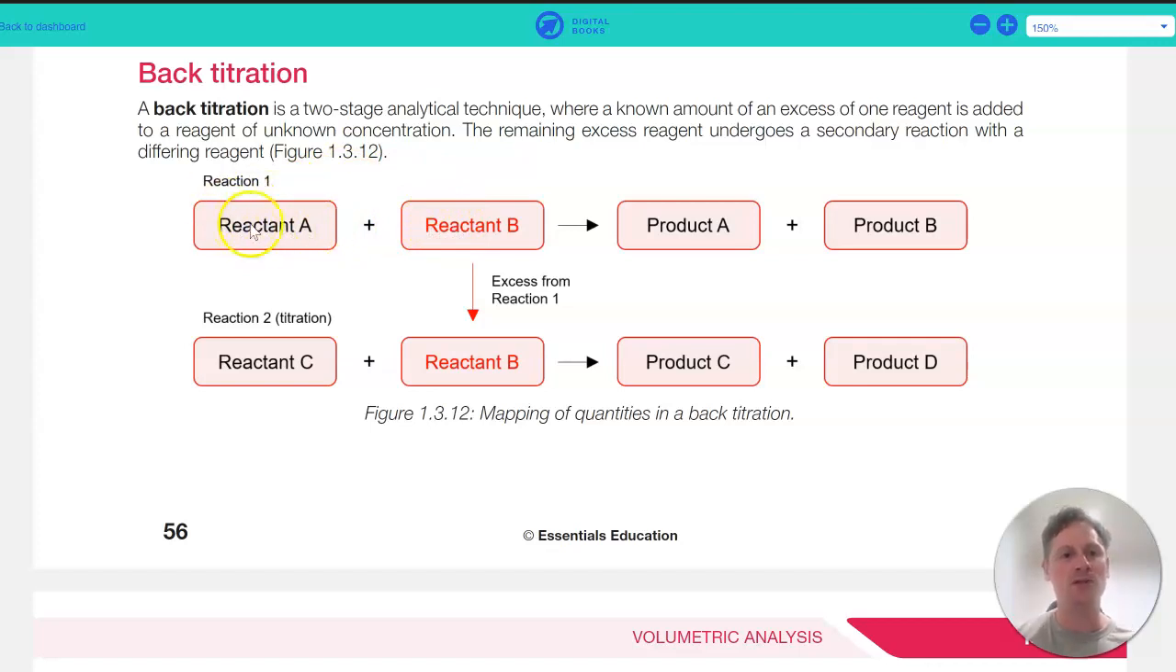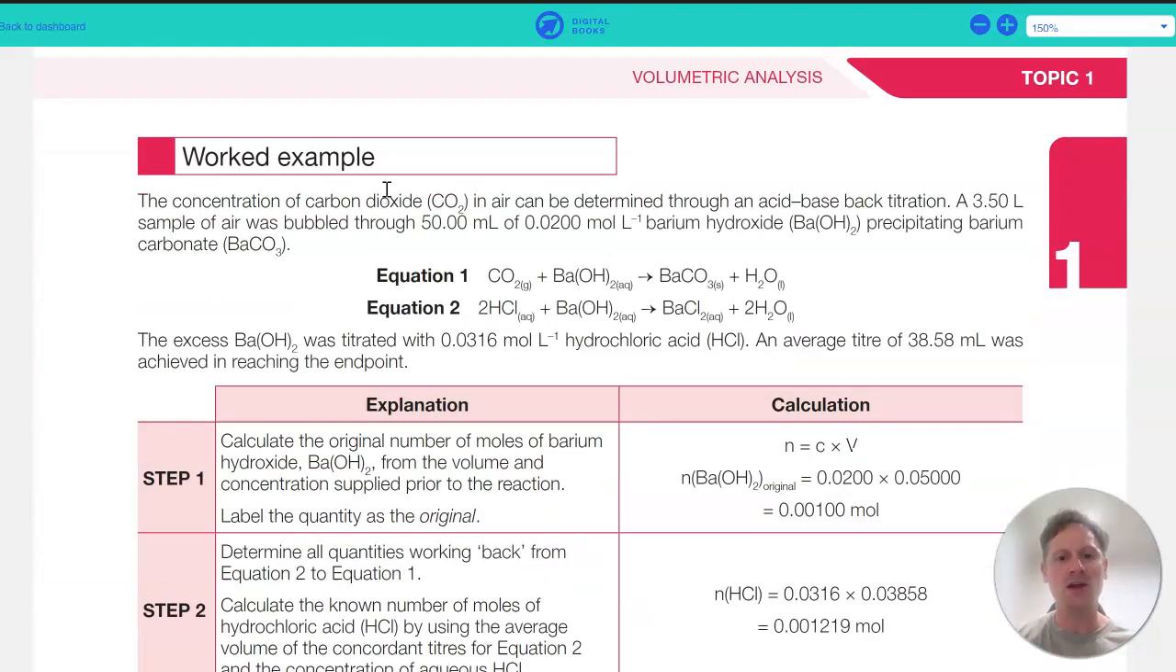So this might be used if the initial reactant is unable to be determined via a primary titration, okay? So if it's more difficult, then we need to do this two-step analytical technique. Now, in terms of the difference in a worked example or a practice problem, there's literally one extra step. It's a subtraction step, okay?